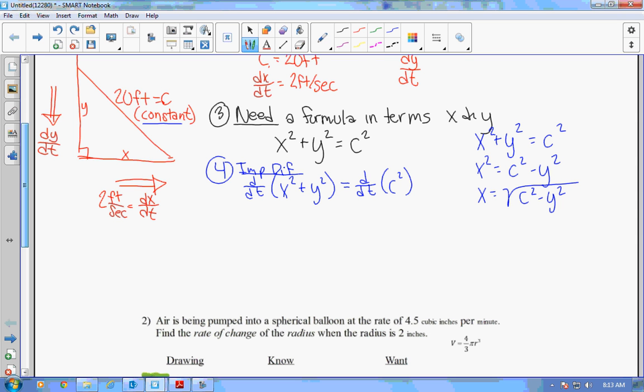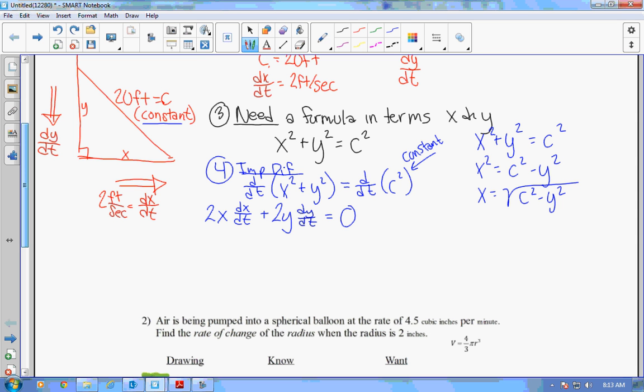So it says derivative with respect to time of x squared plus y squared equals derivative with respect to time of c squared. So we get 2x, but since x wasn't time, what do we have to have after the x? dx dt plus 2y, what comes after the y? dy dt. Equals, now we've already talked about this one, this is a constant. When we take the derivative of a constant, we get 0. And if you plug in 0 right there, it makes your life easier.